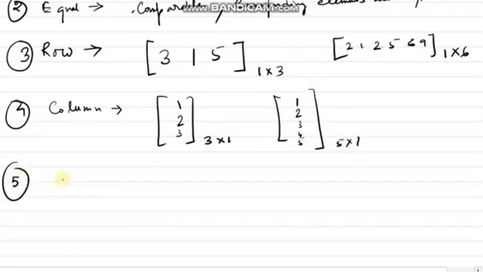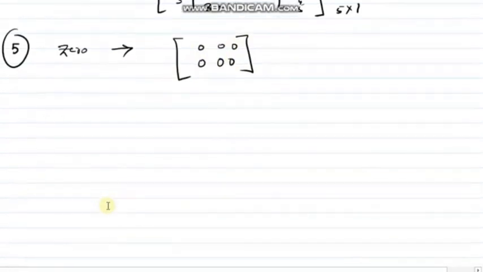Now my zero matrices. These matrices can be of any order, but all the elements are 0. That's known as zero matrices. Any order but all the elements are 0, that is known as zero matrices.